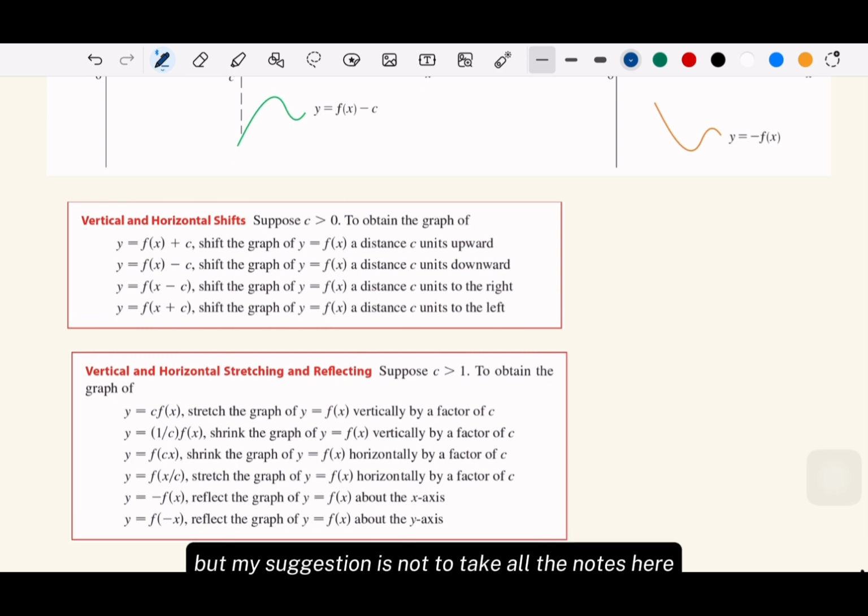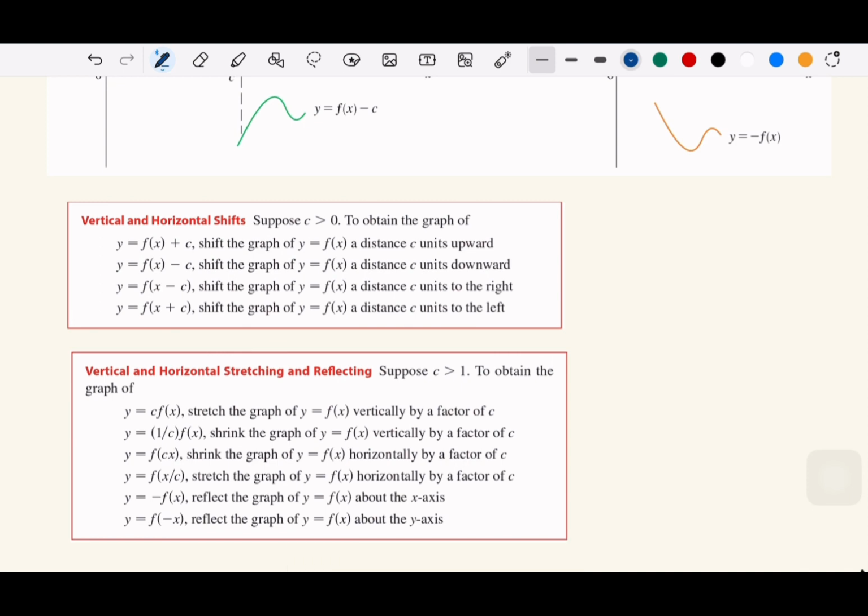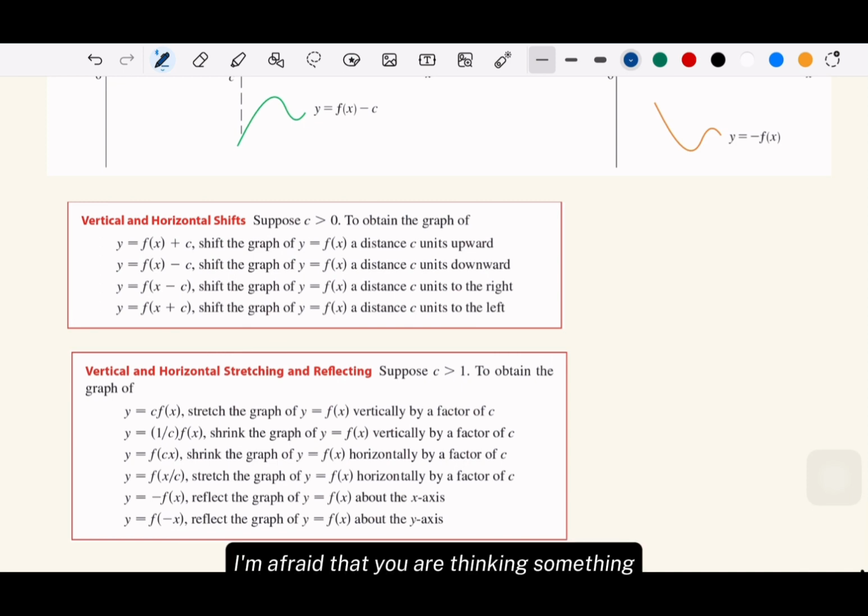But my suggestion is not to take all the notes here. As long as you understand what it is, it should still be okay. I'm afraid that you are thinking about something and then you're writing the notes, and you just write the notes and miss what I'm saying. But for this chapter 1, as long as you understand, because this is just review. Especially if you have learned it before, it is just to confirm that, okay, I understand that part.